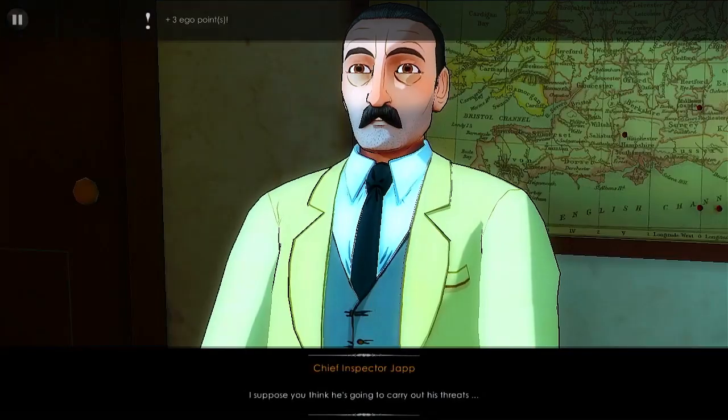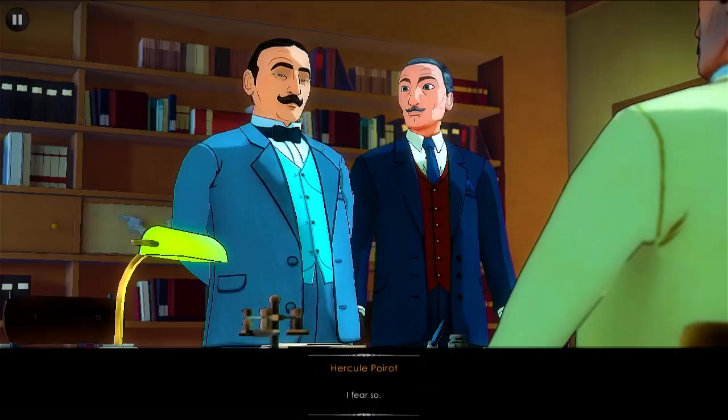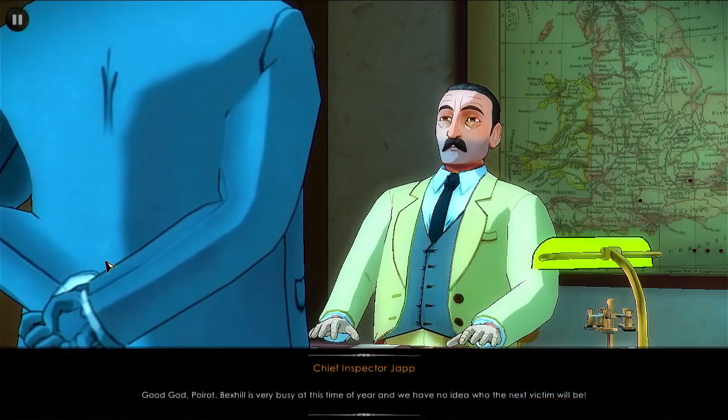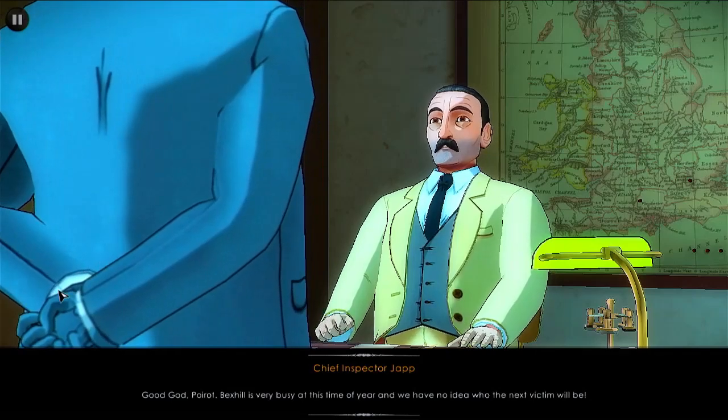From the same typewriter, not necessarily the same person, but I suppose you think he's going to carry out his threats. It's an assumption we can make fairly. Good God, Poirot. Certainly. Bexhill is very busy at this time of year, and we have no idea who the next victim will be.